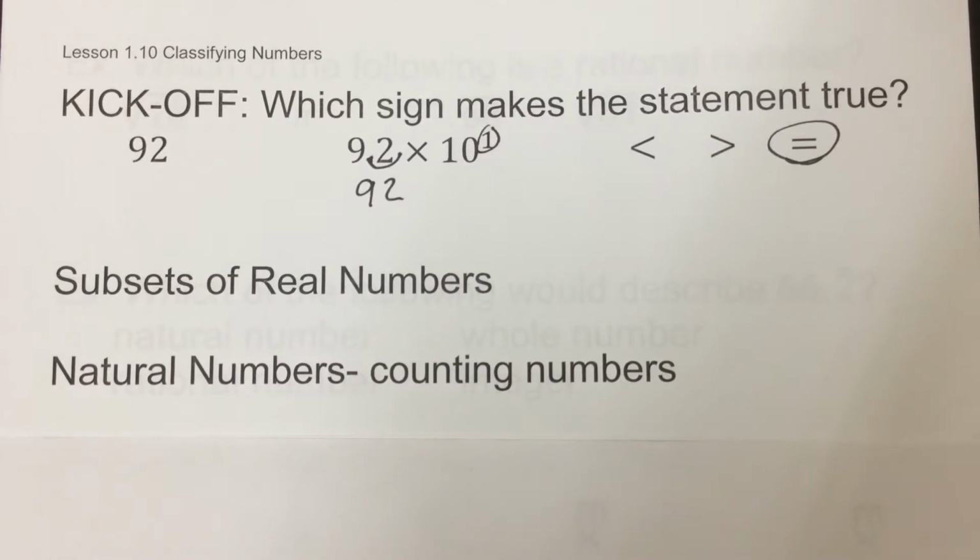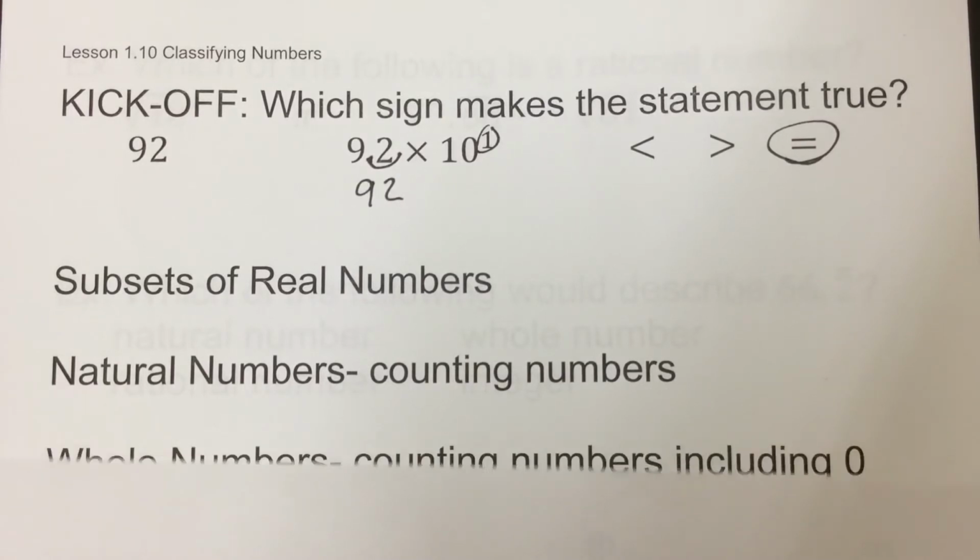Starting with your natural numbers, which are your counting numbers. So think when you count objects, you start counting 1, 2, 3, 4, and continuing on. They're going to be whole numbers, so no decimals, no fractions, and they're all going to be positive. Whole numbers are going to be those counting numbers, but we're also going to include 0.